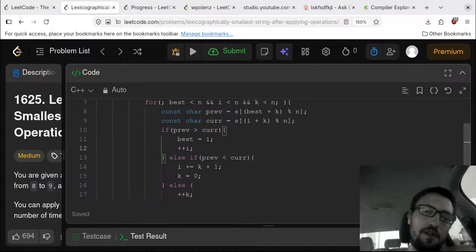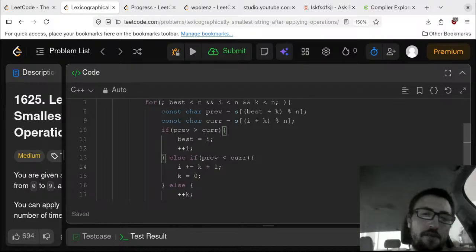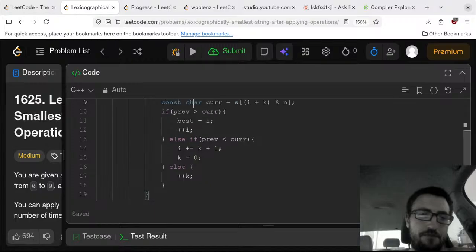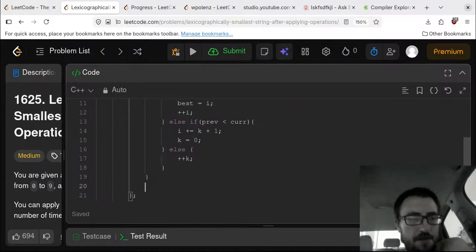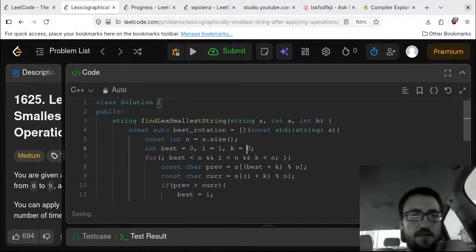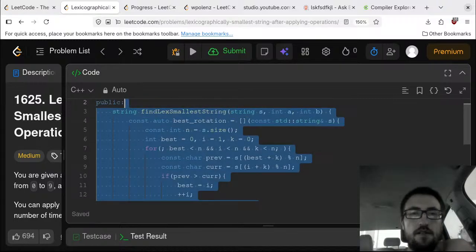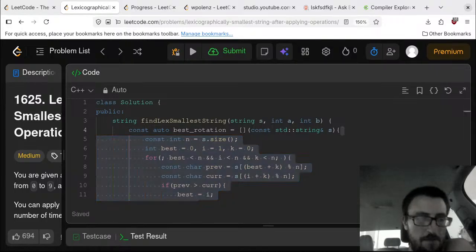The new target. Actually, I think this one, I'm not sure about this one. I think it's just an increment of I. And then I'm supposed to return the minimum of best and I in this. Just give me a moment.